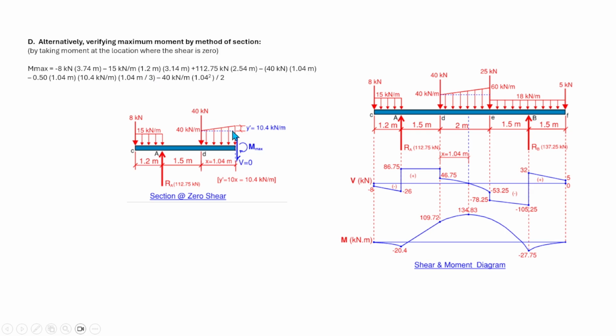That's the centroid of the triangle. Minus 40 times 1.04 squared over 2, and that is the rectangular load from here to there. So the maximum moment is equal to 134.83. So you will get the same result using the area under the shear diagram and the method of section, taking moment at this point. You can use this one if you are not comfortable integrating this area here, whichever is easier for you. So you have two options to determine the maximum moment.